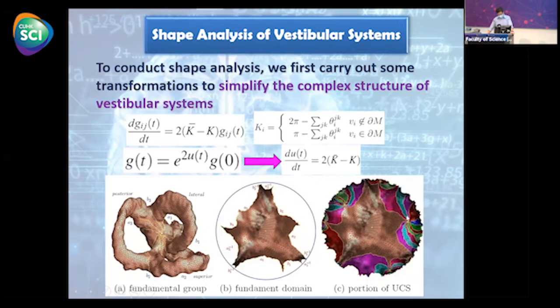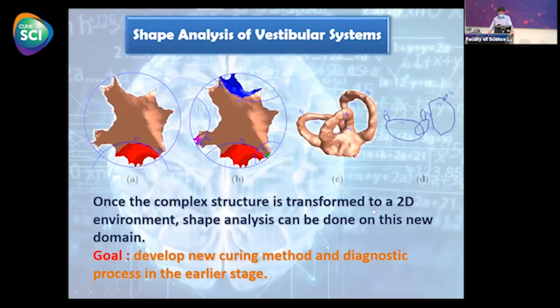And then you can map it to something called universal covering space. So we have some equation to map it to the universal covering space. And then on the universal covering space, we are able to find some important geodesic features like this A1, A2, B1, B2.